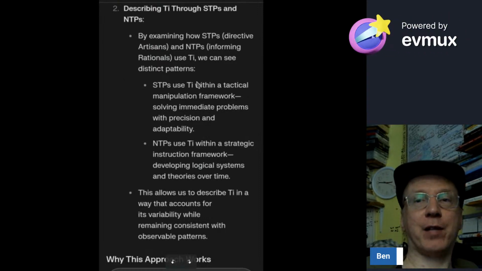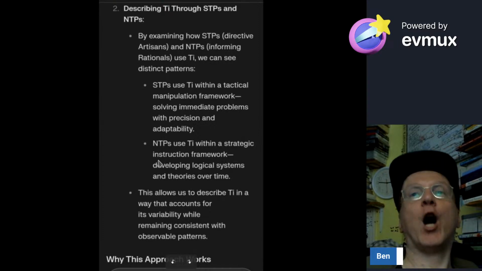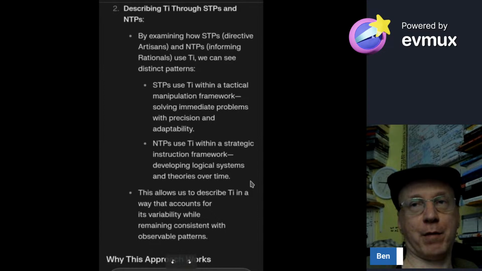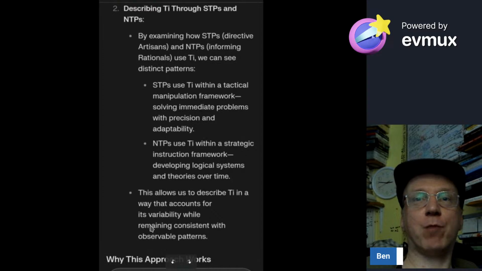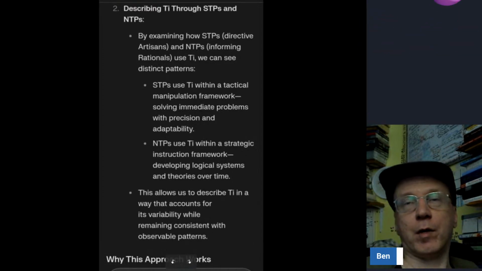Use TI, we can see distinct patterns. SDPs use TI within a tactical manipulation framework, solving immediate problems with precision and adaptability. It's in the moment. NTPs use TI within a strategic construction framework, developing logical systems and theories over time. This allows us to describe TI in a way that accounts for its variability whilst remaining consistent with observable patterns.